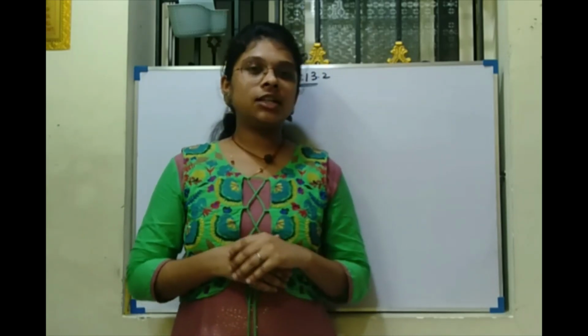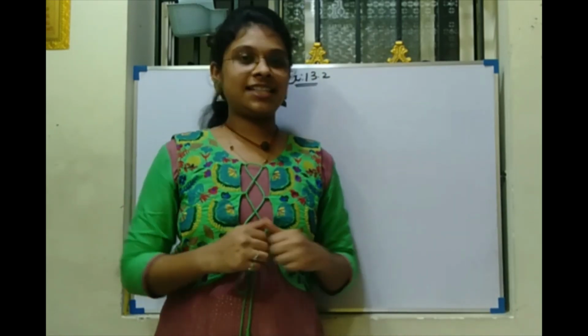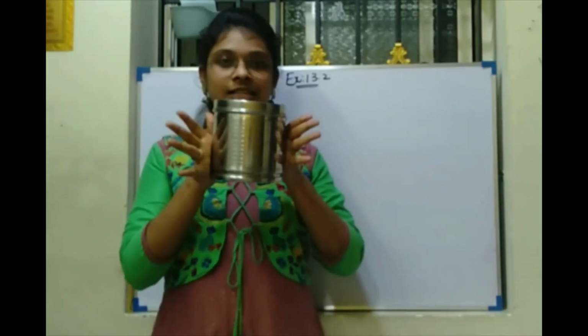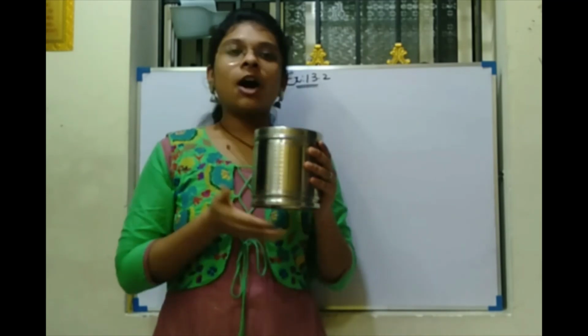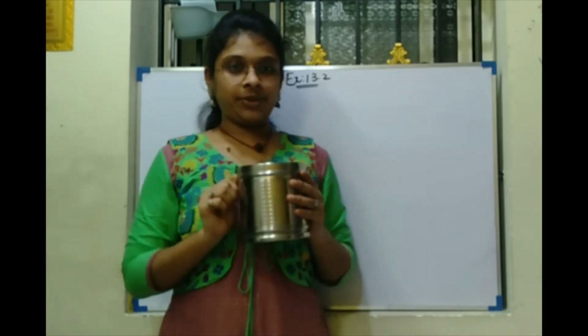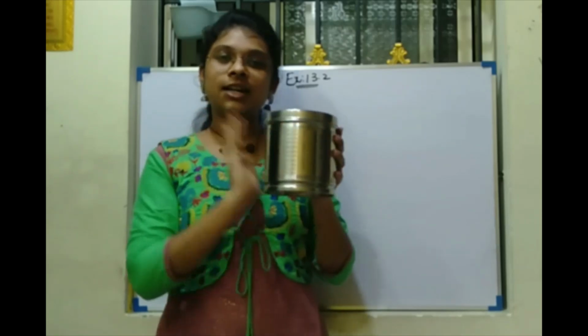Okay, what do you mean by cylinders? Let me give you an example. This is a cylinder. This is how cylinders look like. Top and bottom are made up of two plain circle figures, and this middle part is a curved surface.